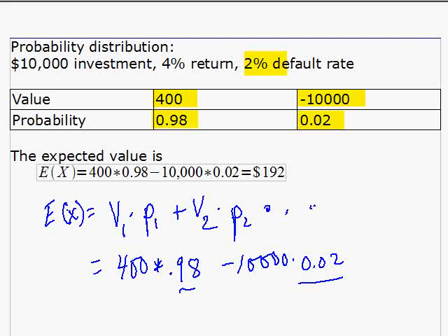Okay, so when you work through that, you find that the expected value is $192. Doesn't sound like much, but at least it's positive. And you could use that to compare it to another bond that maybe you were thinking of buying.